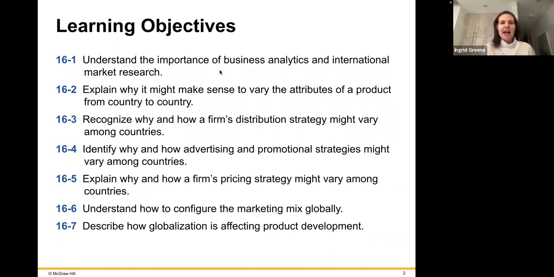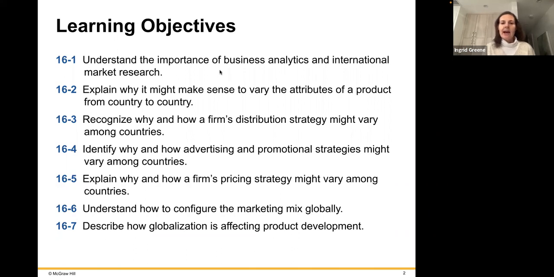Identify why and how advertising and promotional strategies might vary among countries. This brings to mind that Benetton ad that we saw a couple of years ago with a mother breastfeeding. A huge ad, in their windows or on billboards, of a woman breastfeeding her baby, and no problem in France, no problem in Europe, but in America, it's still a little bit of a taboo to watch women breastfeeding.